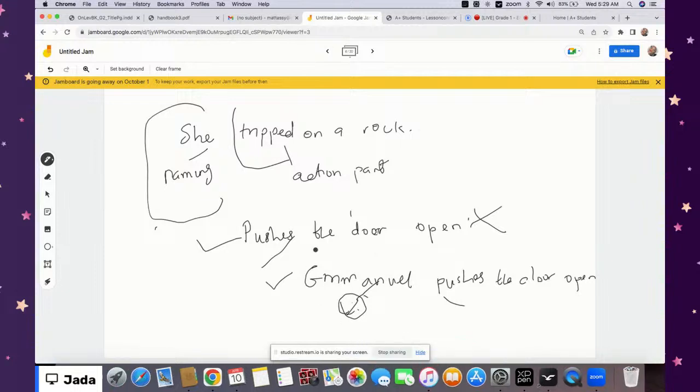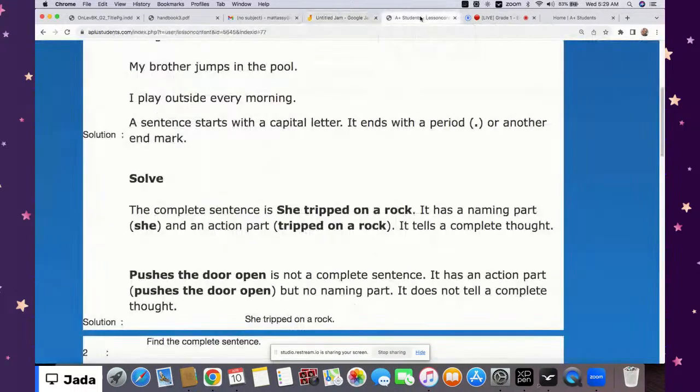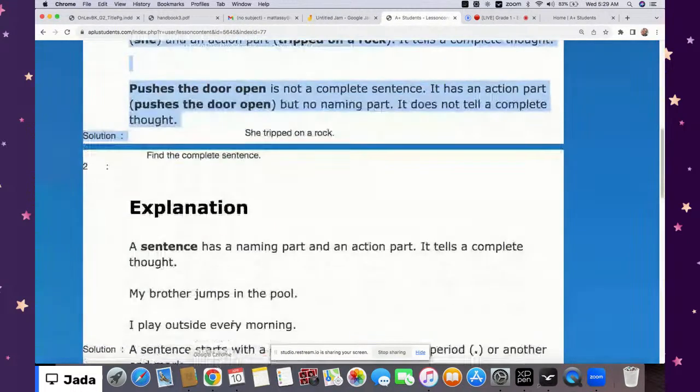Yes, exactly, Heaven's Best. No one is pushing it. So we do not know who is pushing it. So, of course, it is not a complete sentence. Now, some more examples.